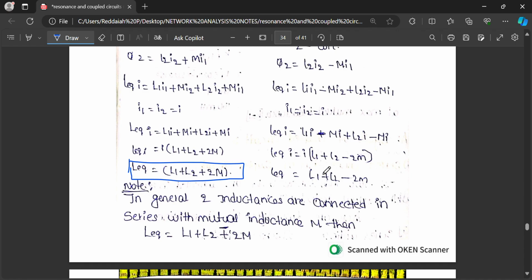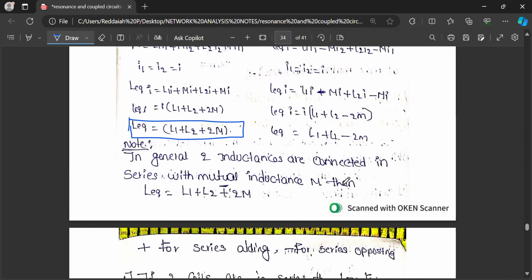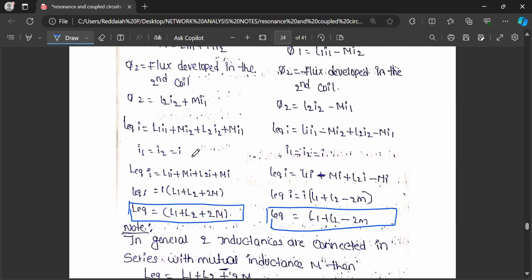When two coils are connected in series opposing, then what is L equivalent? Total inductance or equivalent inductance is L1 plus L2 minus 2M. This we have to remember.